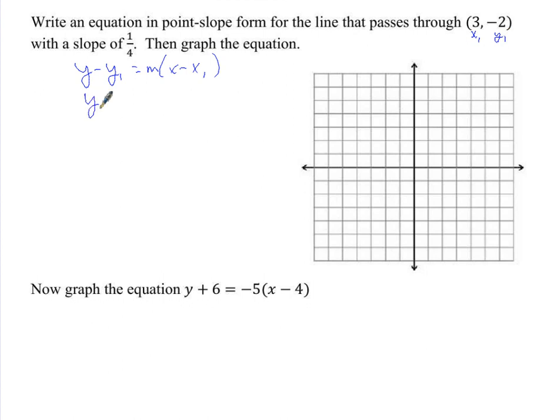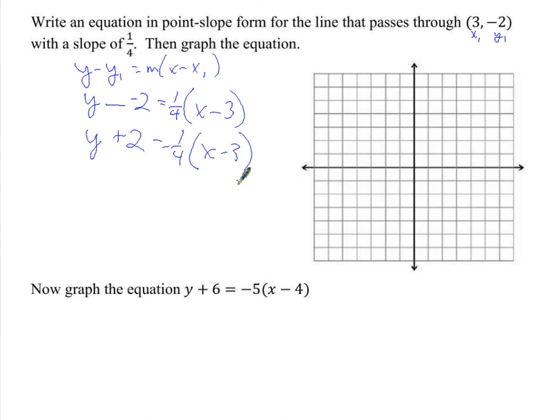So I write y minus, and then y1 is negative 2. So I write negative 2 equals m, which is 1/4, times x minus, and then x1, which is 3. Now I have this minus negative 2 here, so what am I going to do there? So that's a plus 2. So y plus 2 equals 1/4 times x minus 3. That is the equation in point slope form.